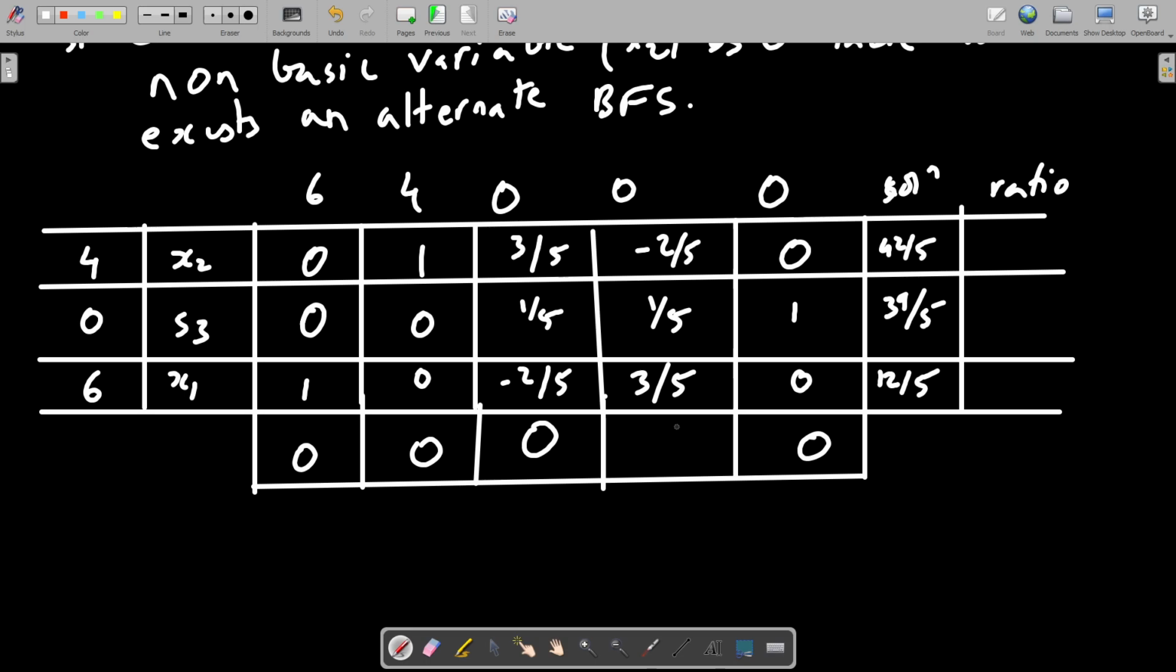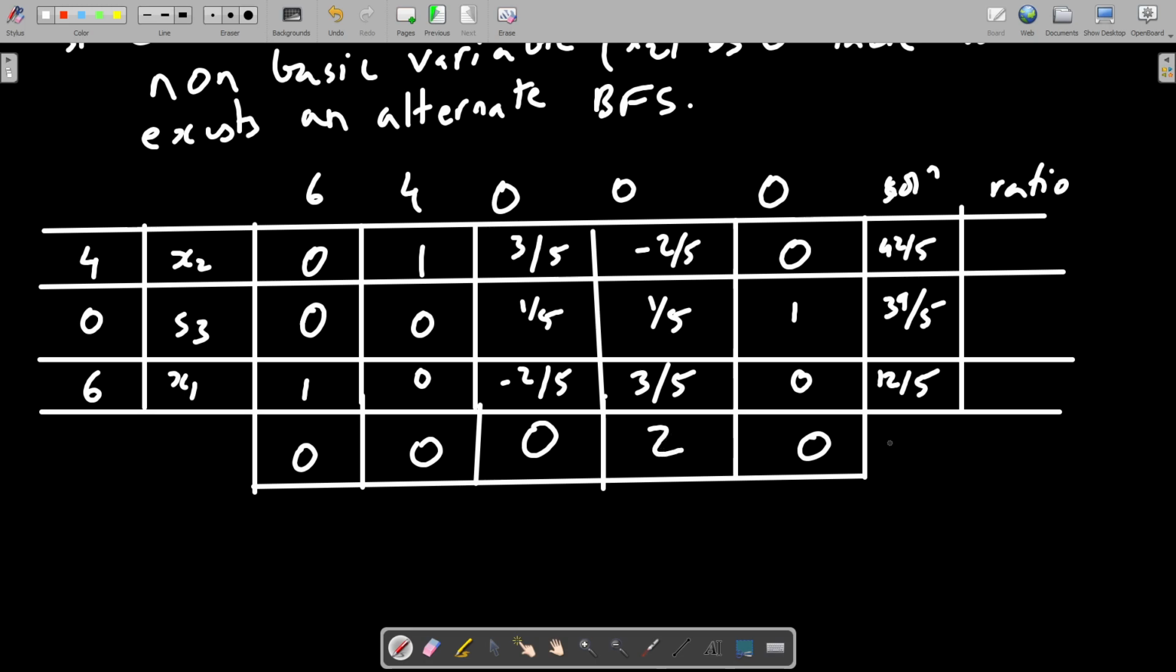And this is going to become 18 by 5 minus 8 by 5. Okay, so 6 into 3, this will leave you with 18 by 5, and 4 into minus 2, that will leave you with 8 by 5. Right, so 18 minus 8, so that will leave you with 10, 10 divided by 5, that will give you a 2 here.